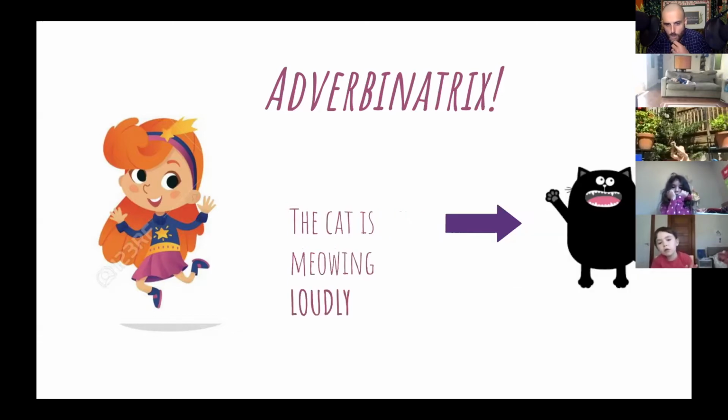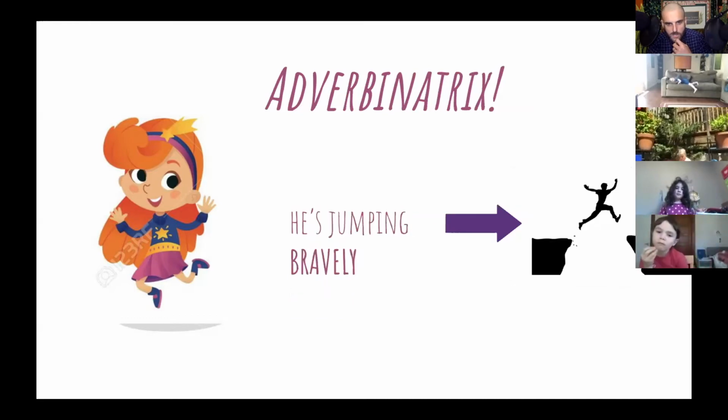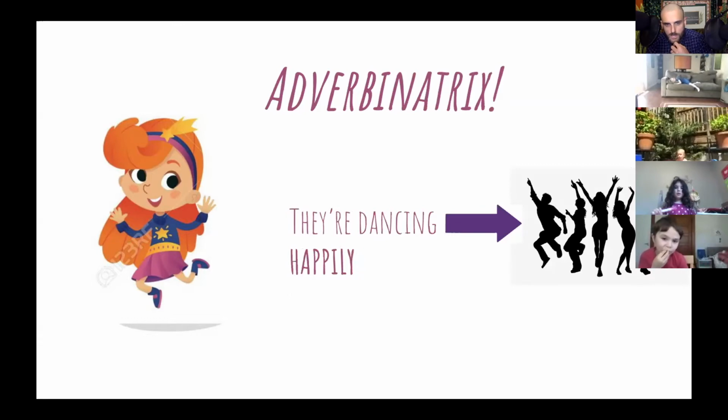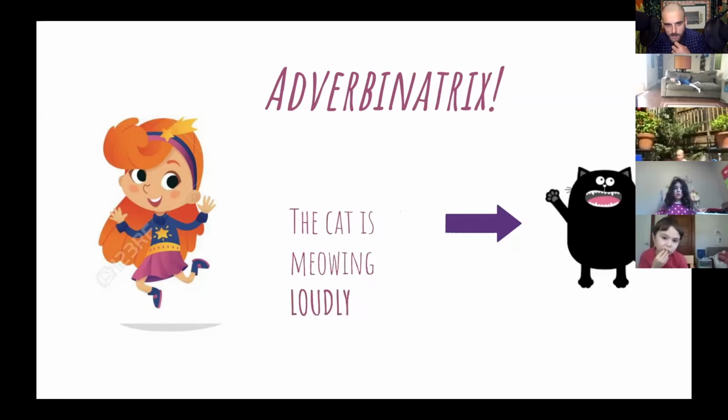All of these words answer the question, how is the verb being done? How is he jumping? He's jumping bravely. How is she running? She's running quickly. How are they dancing? They're dancing happily. How is the cat meowing? Well, the cat is meowing loudly, right? All of these adverbs describe the verbs.